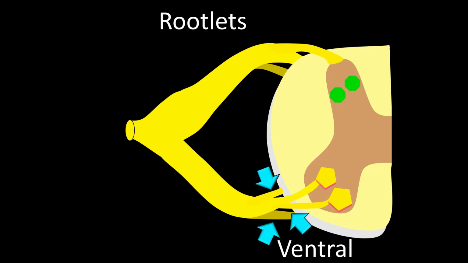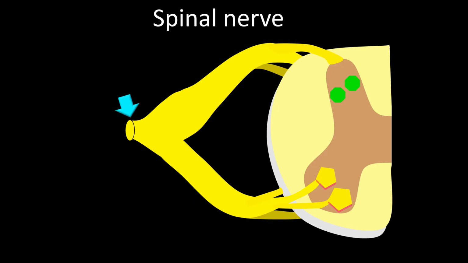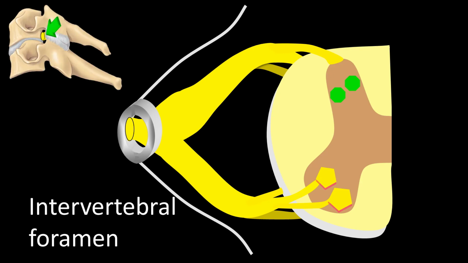Anteriorly, we can see the ventral rootlets joining to form the ventral root, which, by joining the dorsal root fibers constituted by the distal axons of the dorsal ganglion cells, form the spinal nerve. The spinal nerve exits the spinal canal through the intervertebral foramen, as we have already pointed out.